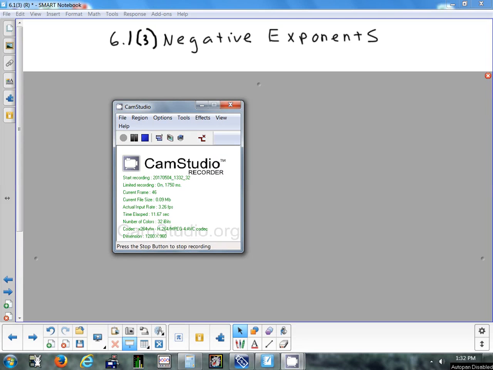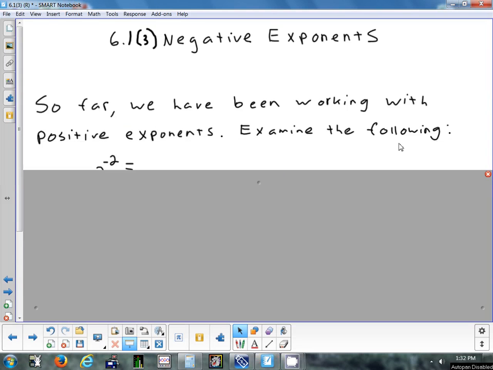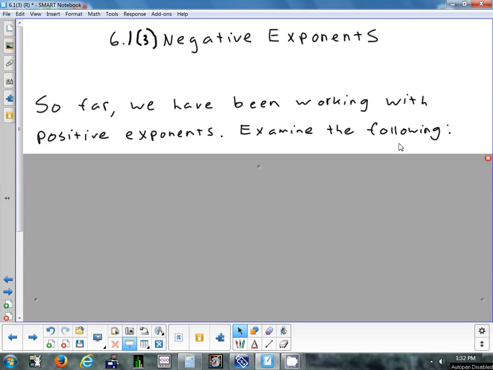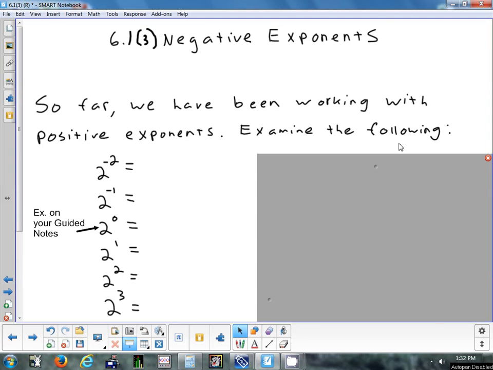So last day on 6.1. We've already learned all the rules you're going to use. There's really no new rules like for adding exponents and multiplying exponents. The only new rule we have to look at is when it's a negative. So far we've been working with positive exponents.